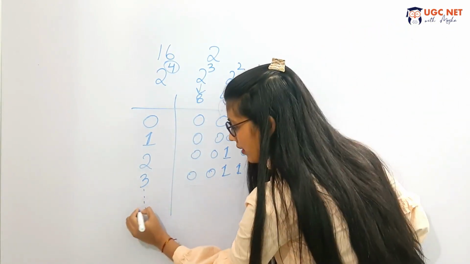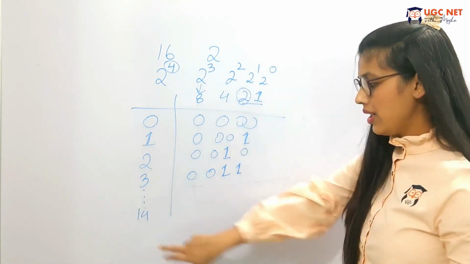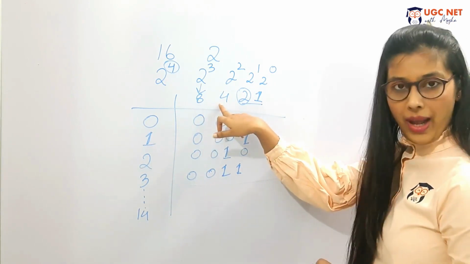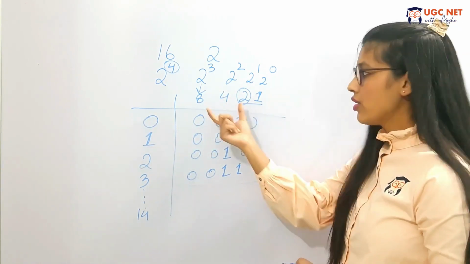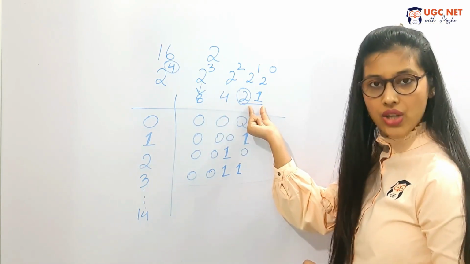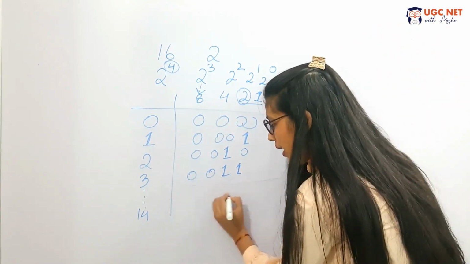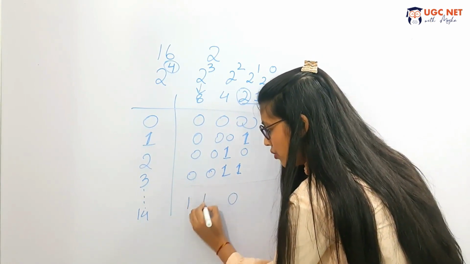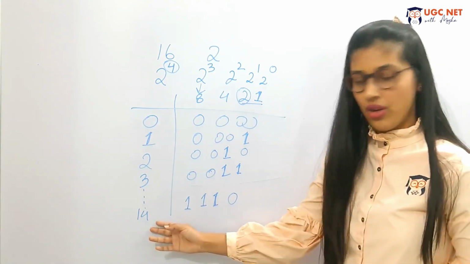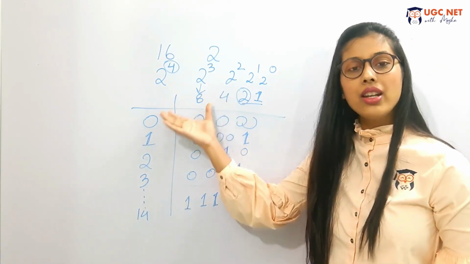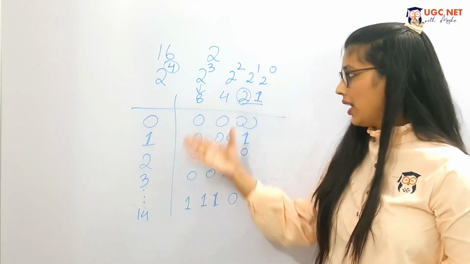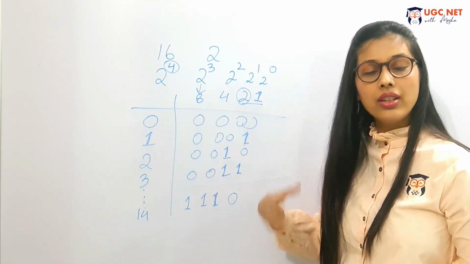If you talk about 14, we need a sum total of 14. So we will be looking at 8 plus 4, 12, 12 plus 2, 14. So these 3 powers would be utilized, and this is the power which would be unused. For this power we will write 0, the unused power, and all the used powers would be represented by 1. So this is the binary conversion for 14. In this manner you can convert all the digits from 0 to 15 into binary.